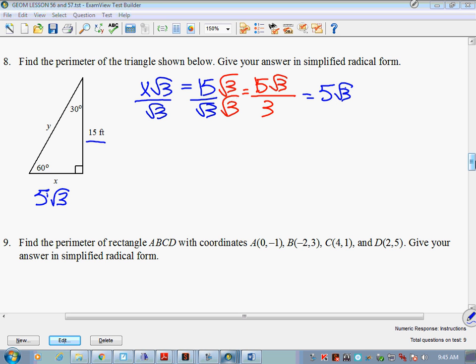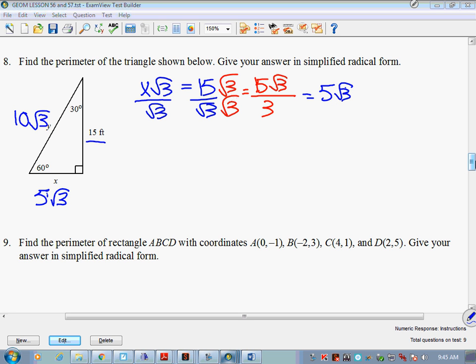All right, I think you're on the right track. Now, Darian, I'm going to come back to you. What would I need to do to find Y? 2X. So in this case, that's 10 radical 3. 5 radical 3 times 2 is 10 radical 3.